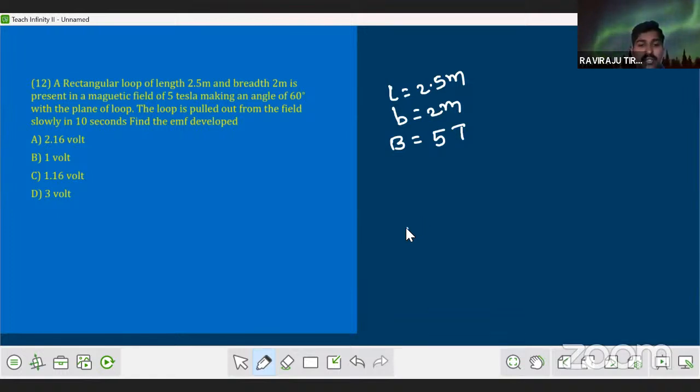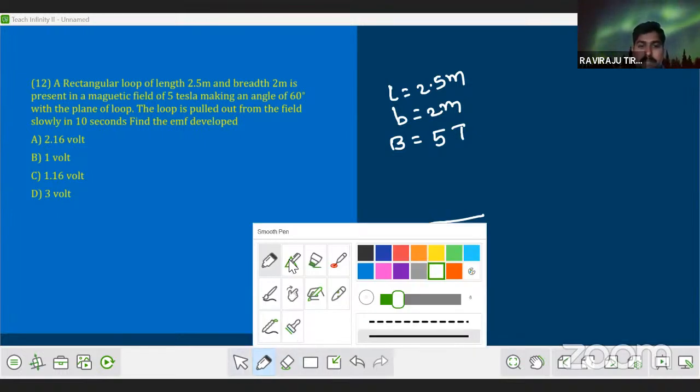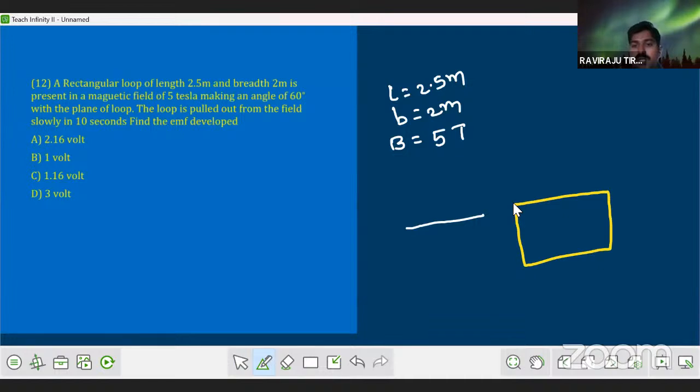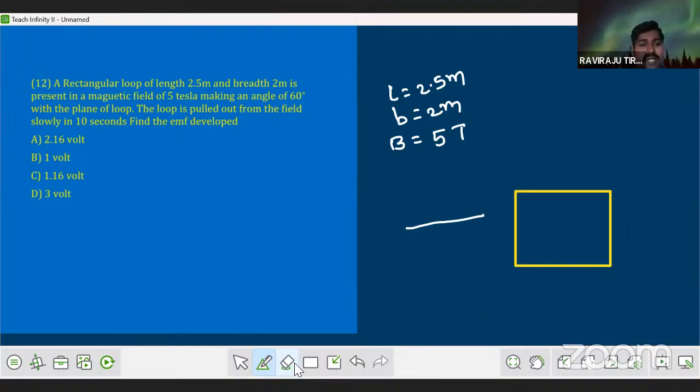Plane of the rectangular loop and the magnetic field. For example, if it is the rectangular loop, you can use. Okay. At what angle is the magnetic field? 60 degrees. What is the general formula for EMF? Very good. Minus d phi by dt.